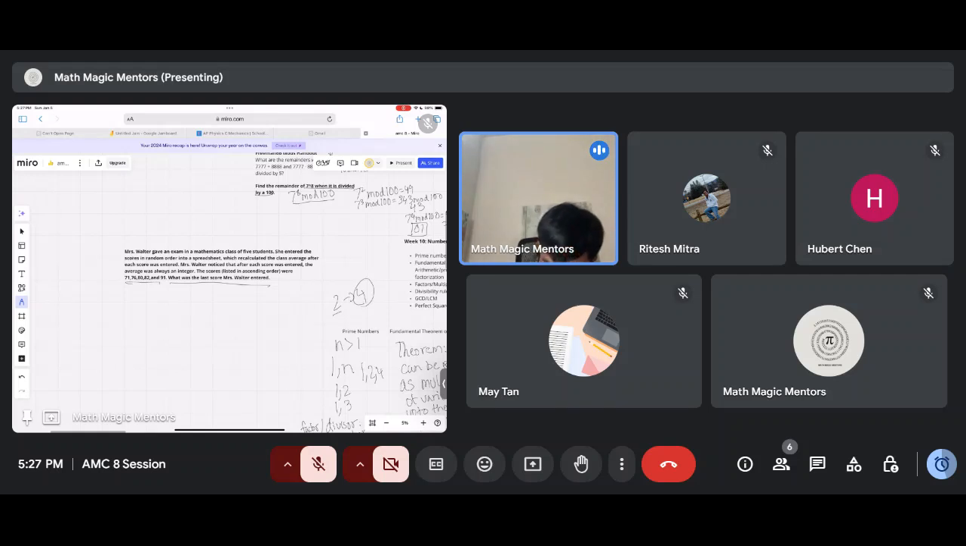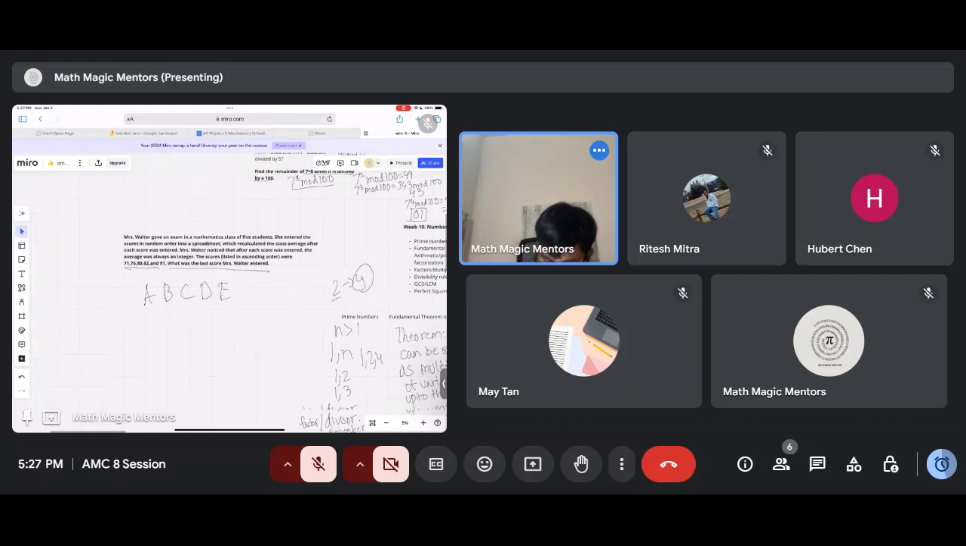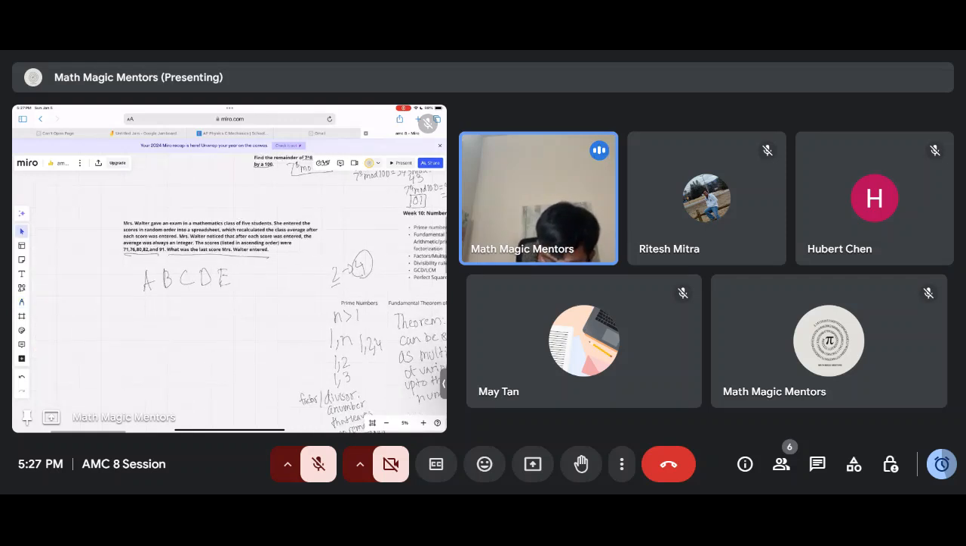But basically, we have a class of 5 students. So let's say A, B, C, D, and E, right? And so what Mrs. Walter says... By the way, this is not necessarily the actual order of the scores that Mrs. Walter is entering. This is just the scores listed in ascending order. So you have to find the order with which Mrs. Walter entered the scores.